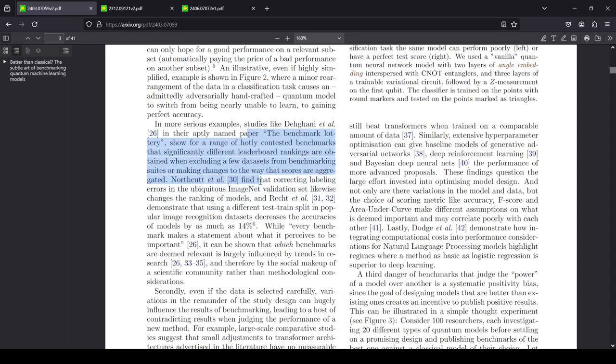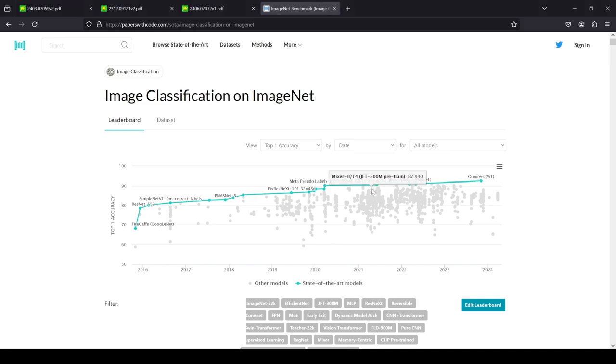Imagine there's the website that maintains the leaderboards for a lot of these classical machine learning problems, Papers with Code, I believe it's called. And so it has ImageNet. If I just go right now and bring it up, this is what I mean, right? It's just Papers with Code.